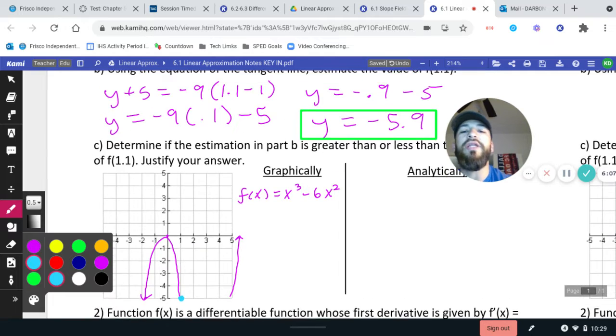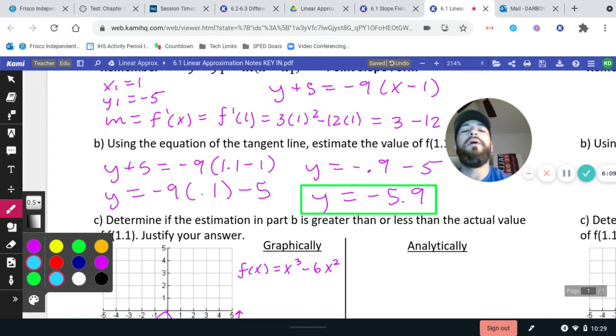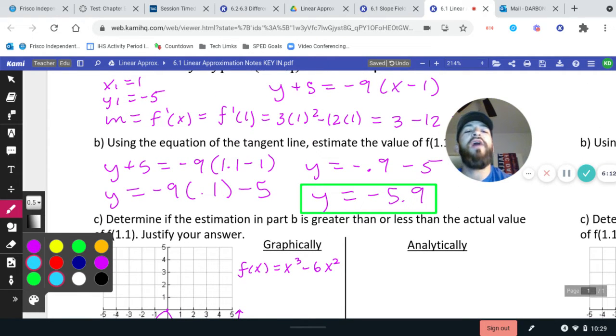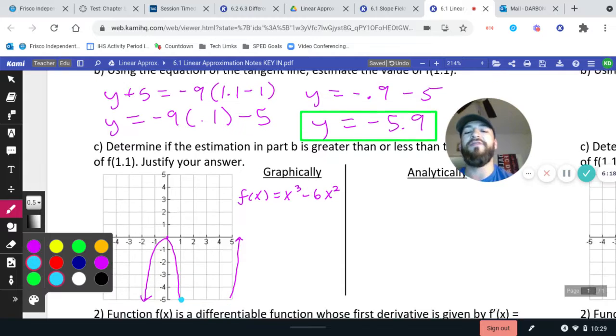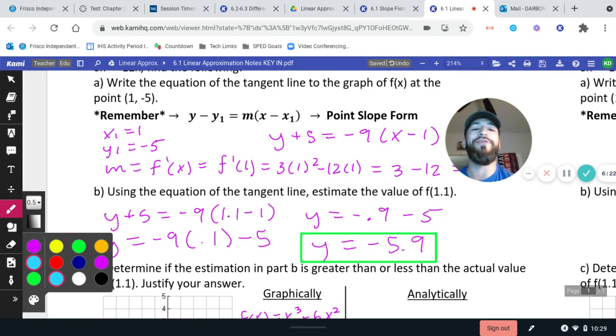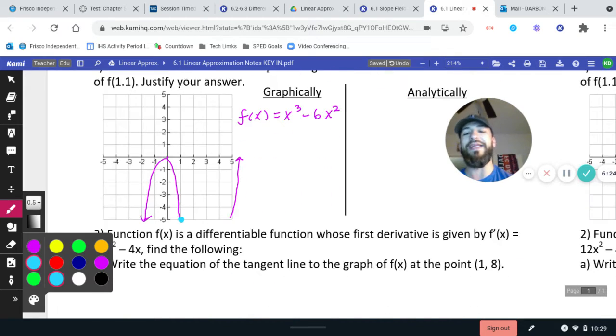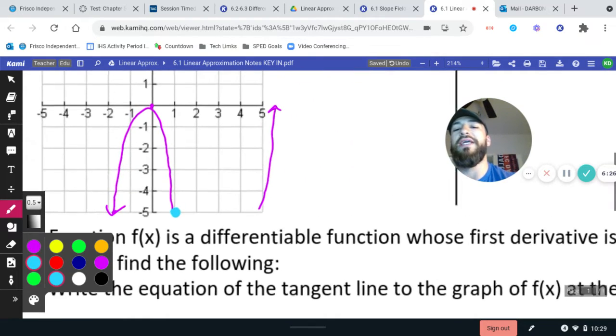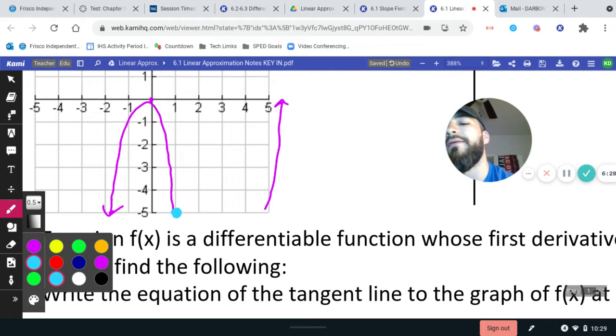And our tangent line equation is y plus 5 equals negative 9 times (x minus 1). So our x value is 1, our y value is negative 5, so it should go through that point. And then it has a slope of negative 9. So negative 9 is a pretty steeply negative slope. So our tangent line really is going to kind of look like this. Obviously, that is not perfect.